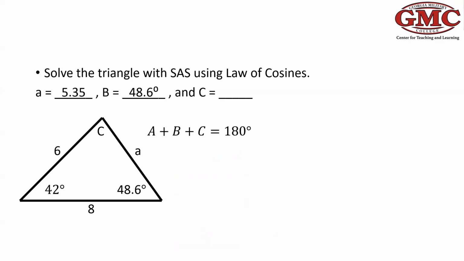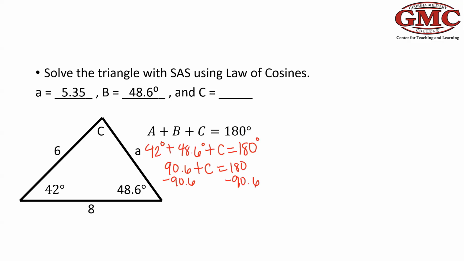So now we know the angle measure of B and the angle measure of A. Every triangle has an interior angle measure of 180 degrees. From this, we can use the formula A plus B plus C equals 180 degrees to solve for C. We know that angle A is 42 degrees. Angle B is 48.6 degrees. C is unknown, and this will always equal 180 degrees. 42 plus 48.6 is 90.6, plus C equals 180. To get C by itself, we subtract 90.6. We get C equals 89.4.